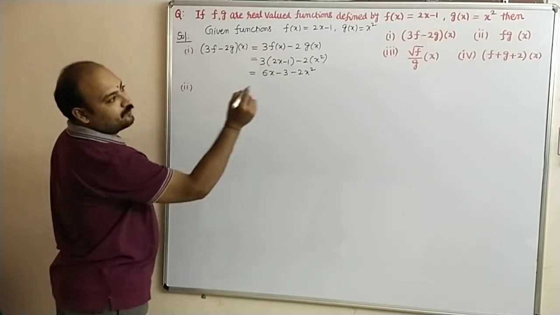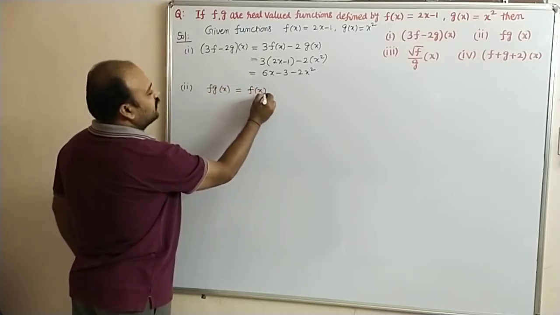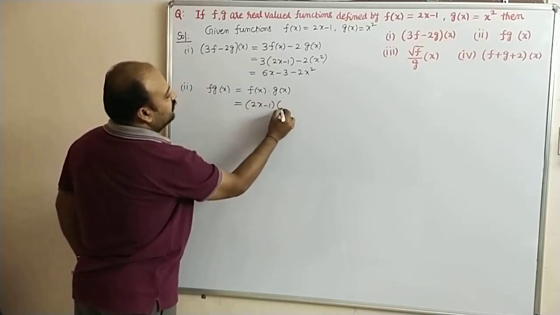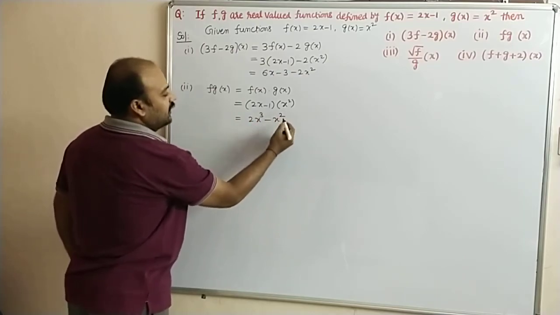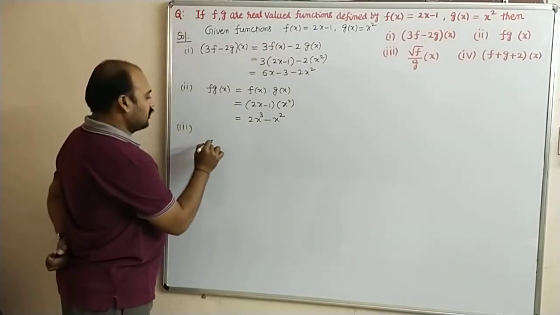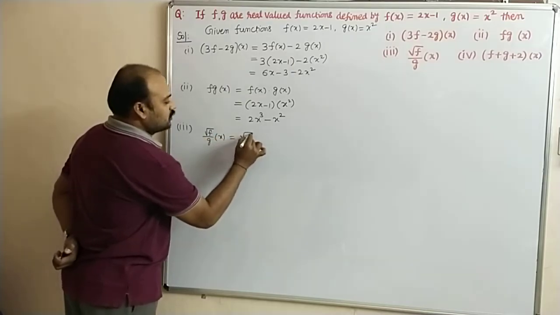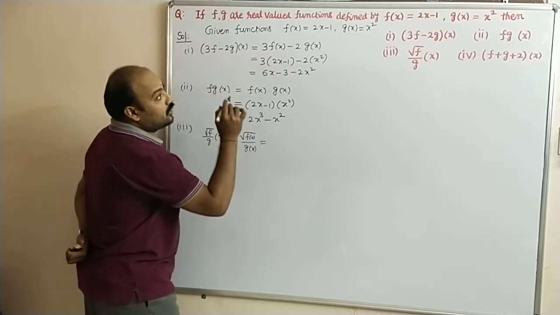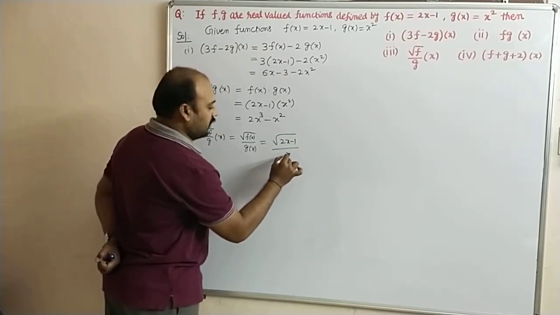Come to the second question. fg of x. The meaning of fg of x is f of x into g of x. f of x is 2x minus 1 into g of x is x squared. So 2x cube minus x squared. Now third one, root f divided by g of x. That means root f of x divided by g of x, which is equal to root 2x minus 1 divided by x squared.